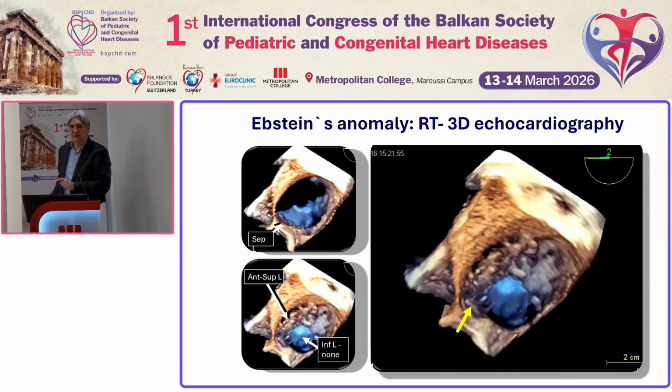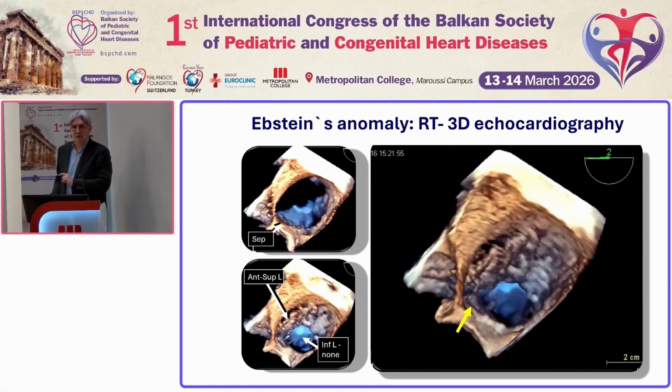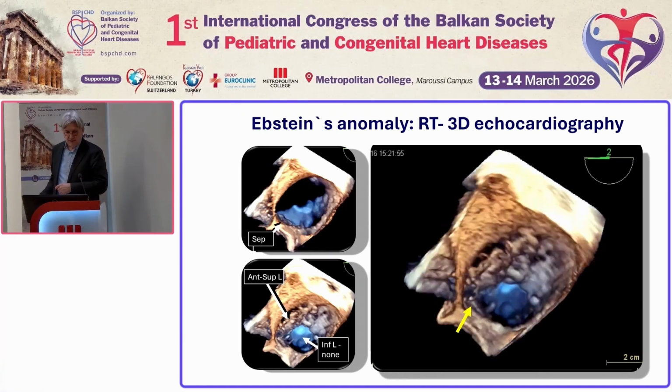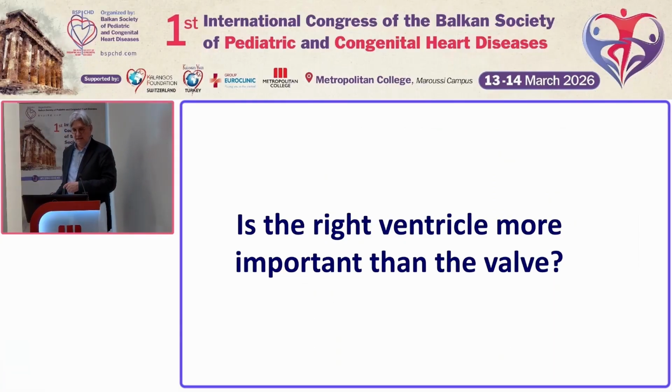the inferior leaflet is very often deficient, it's non-existent. We have this experience based on the large data that we see. So now the question is: is the right ventricle more important than the valve?